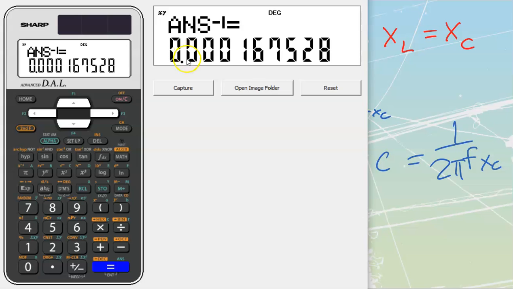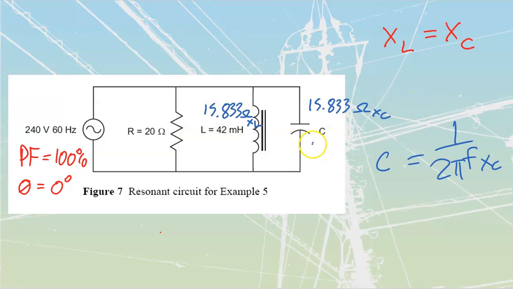0.000167528. This is milli. This is my micro range. So I see that this thing would have to be 167 microfarads. Note that in your binder, they just say farads over there. Go and change that, put in the little mu over there, 167 microfarads. Lovely.